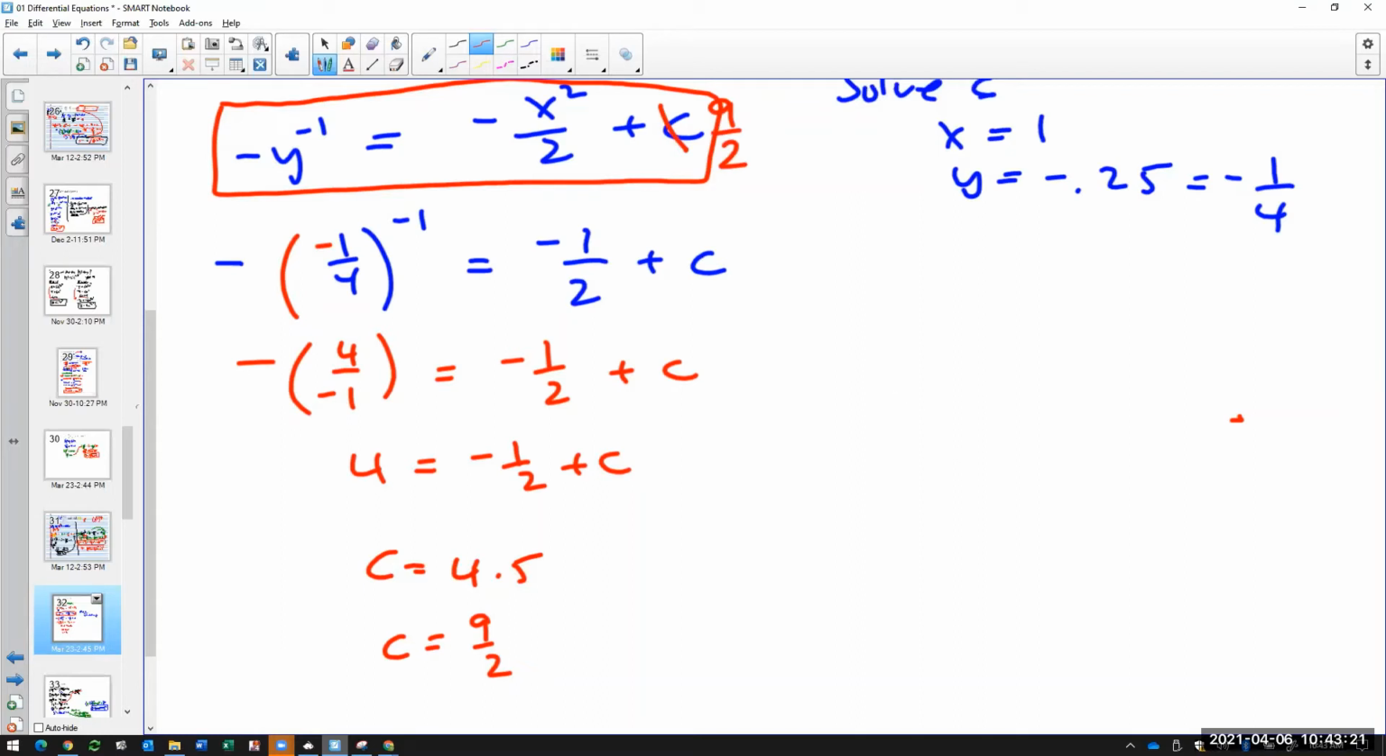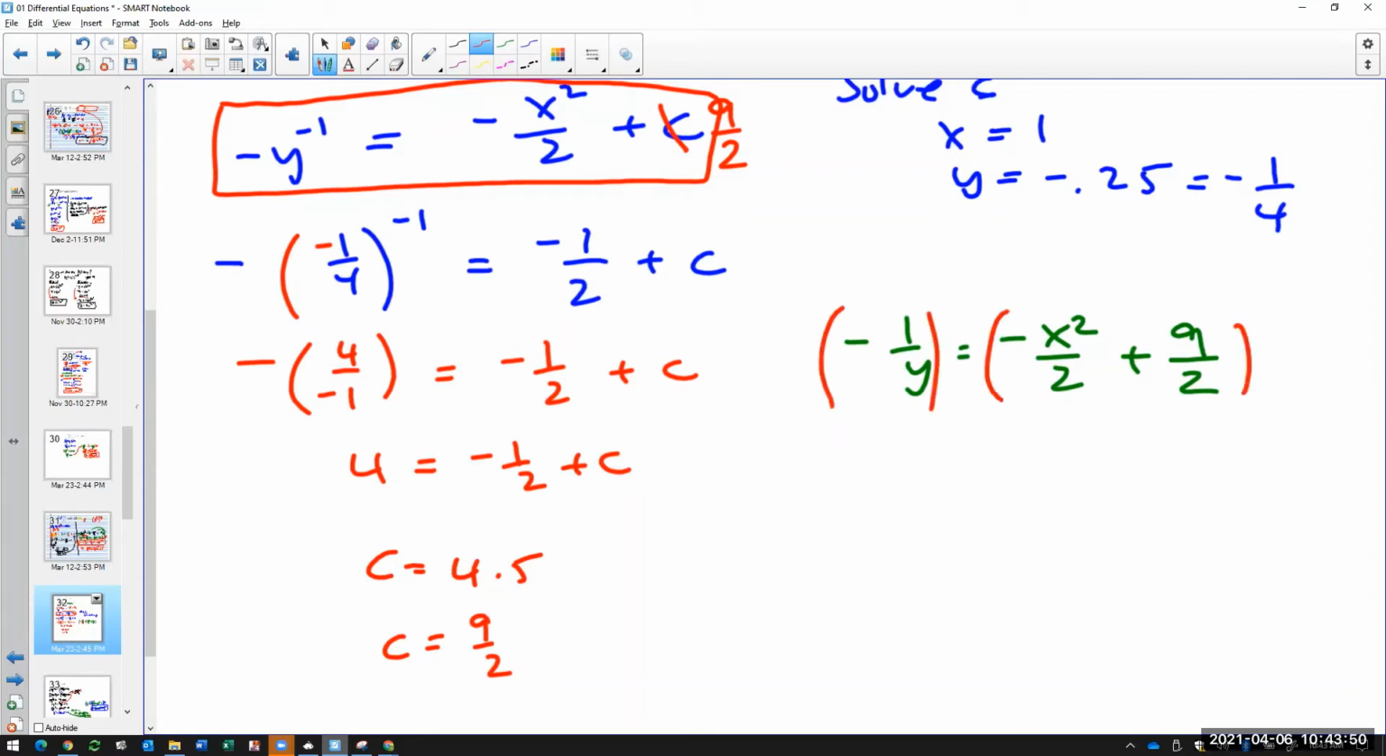So what I have is negative 1 over y is equal to negative x squared over 2 plus 9 over 2. What's my goal? Solve for y. I've already solved for c, right? So my goal is to solve for y. So I want to isolate that y. At this point, there's several things you could do. Let me multiply everything by y. How about that? I'm going to get rid of the y on the bottom.